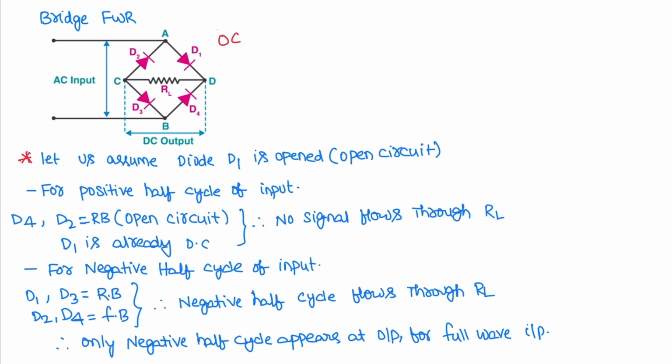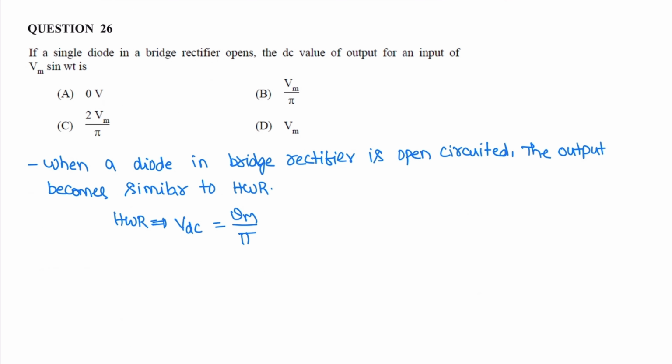This is for a full wave input. In a bridge rectifier, when any one of the diodes, either D1, D2, D3 or D4, is open circuited, then this bridge rectifier works like a half wave rectifier. So the correct answer is Vm by pi. The DC value of the output is Vm by pi.